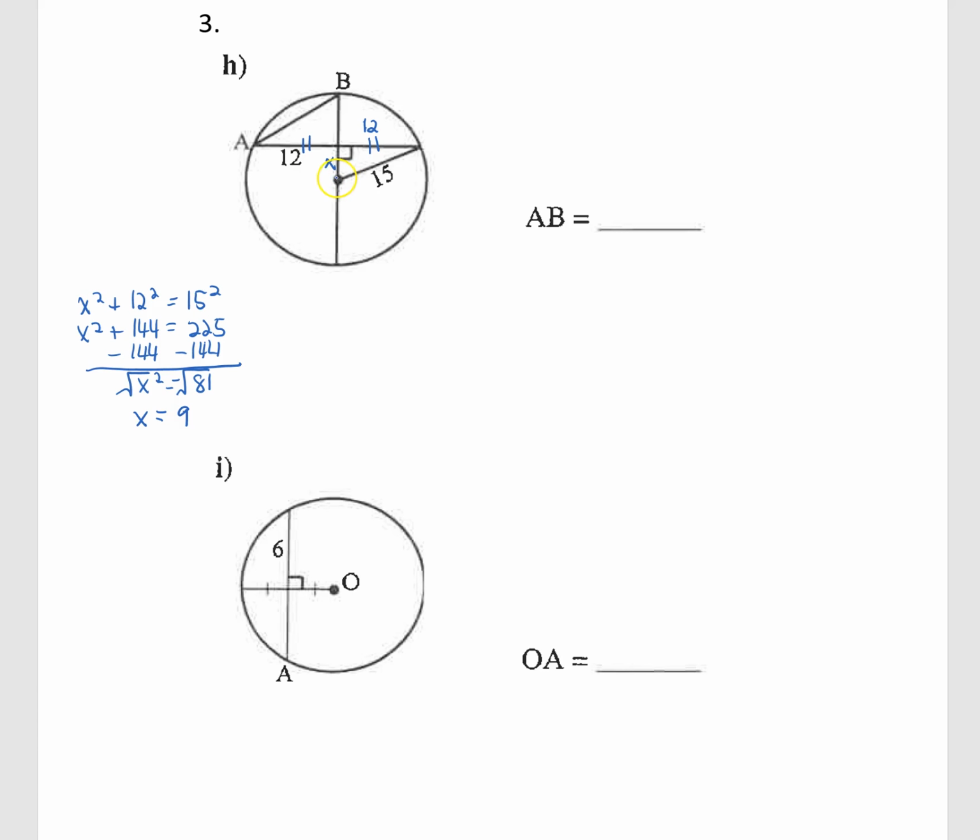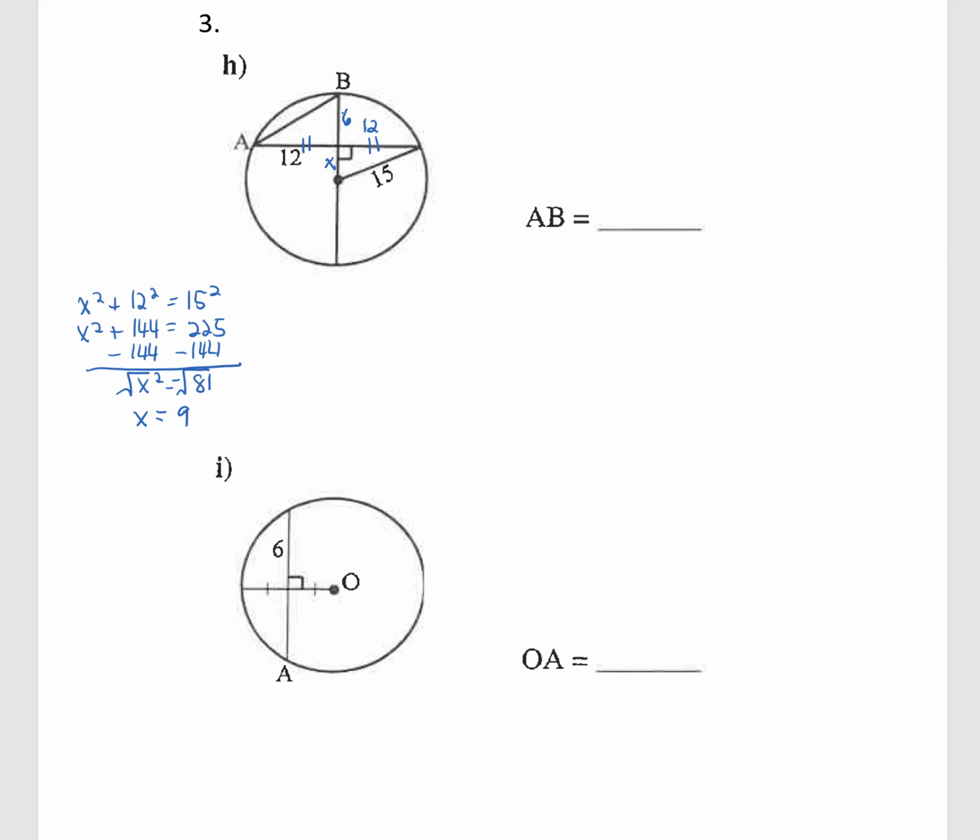Now we have three lines coming from the center of the circle: this one, this one, and this one. Those are all radii of the circle, so they're all the same length. We know that this radius is 15, so the length from the center of the circle to B is also 15. We know that x is 9, so this length up here is 15 minus 9, which is equal to 6. So this side here is 6.